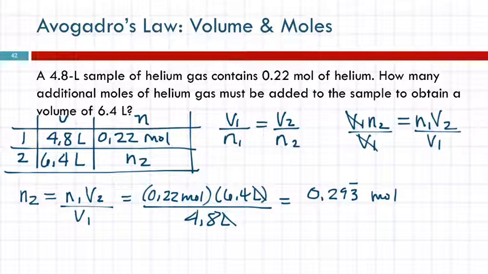If this was a Mastering Chemistry question and you put 0.293 in for the answer, it would say it's incorrect. Why? Not sig figs. If you put in 0.29, it's also going to say it's incorrect. We need to read the question more carefully.